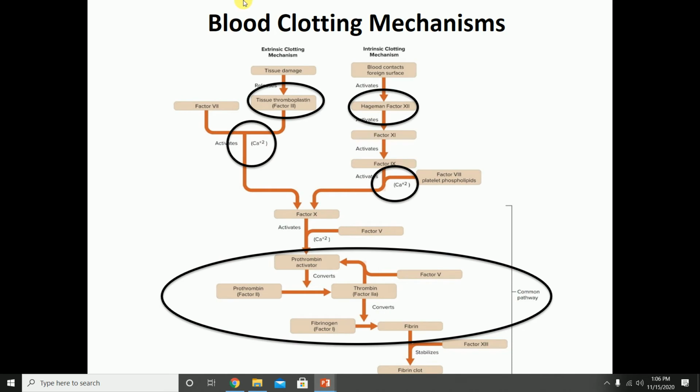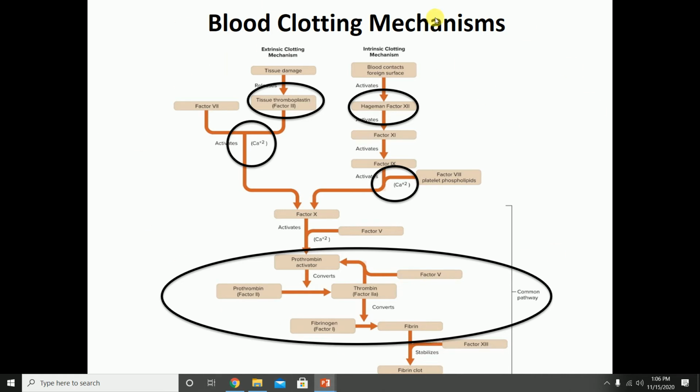So how is it that we activate this mechanism? Well, there's an extrinsic mechanism and an intrinsic mechanism. And extrinsic and intrinsic refers to the very first protein that turned on the switch for this whole process to happen.